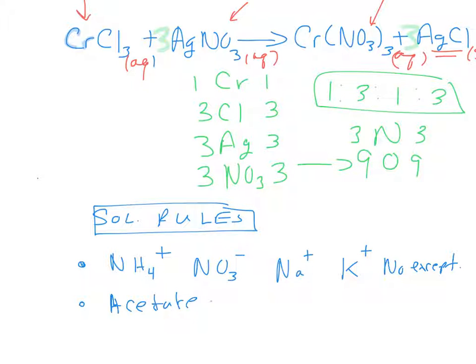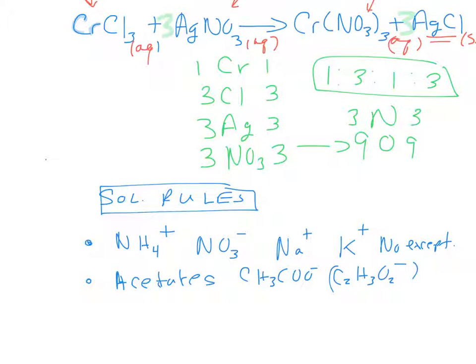The polyatomic ion acetate is CH3COO negative, also written as C2H3O2 negative, either way. And all acetates are soluble all the time, no exceptions.